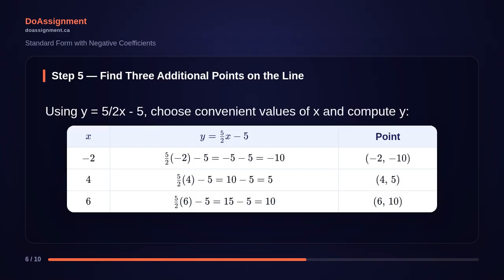Using the slope-intercept form, I will pick 3 convenient x values and compute y. When x is negative 2, y equals negative 10. When x is 4, y equals 5. When x is 6, y equals 10. So my 3 points are negative 2, negative 10; 4, 5; and 6, 10.